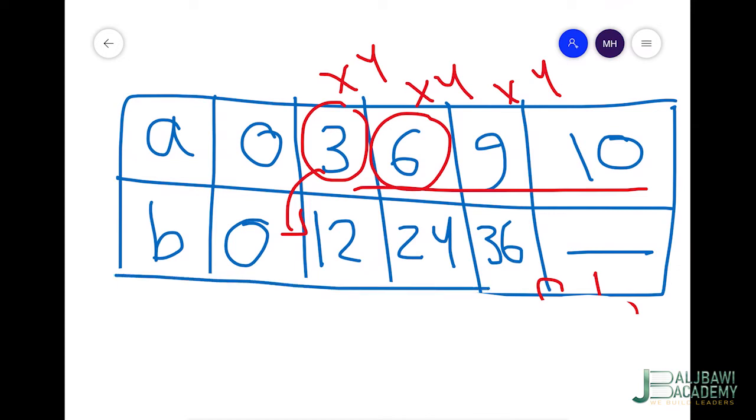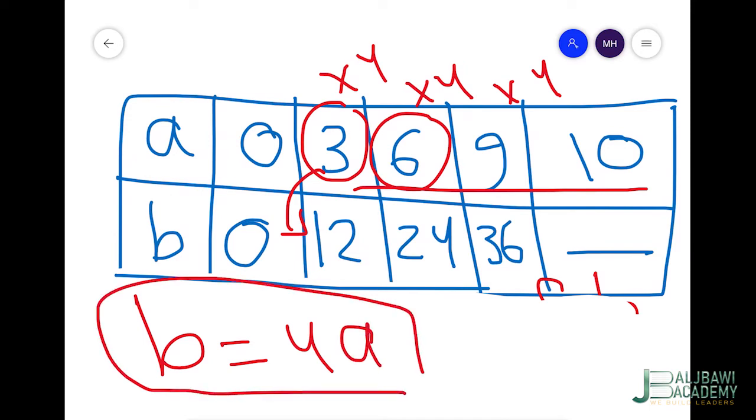Here I write B equals. How do I get B from A? What do I do to the values of A to get B? I multiply them by 4. So I write 4 multiply A, or 4A. I can get B by multiplying A by 4.